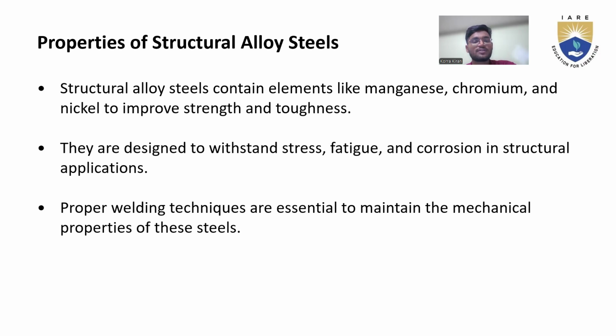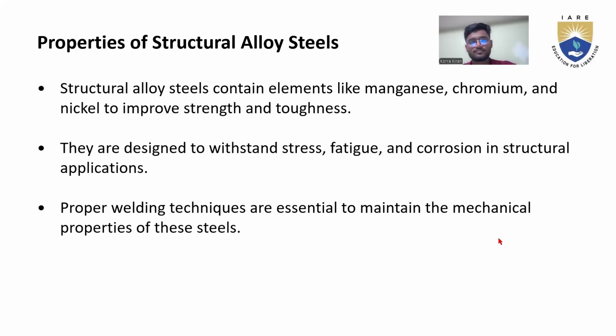Structural alloy steels contain elements like manganese, chromium, and nickel to improve strength and toughness. Manganese, chromium, and nickel mainly give strength. They have more strength and density, and at the same time, more toughness. That is the main reason for using these elements.